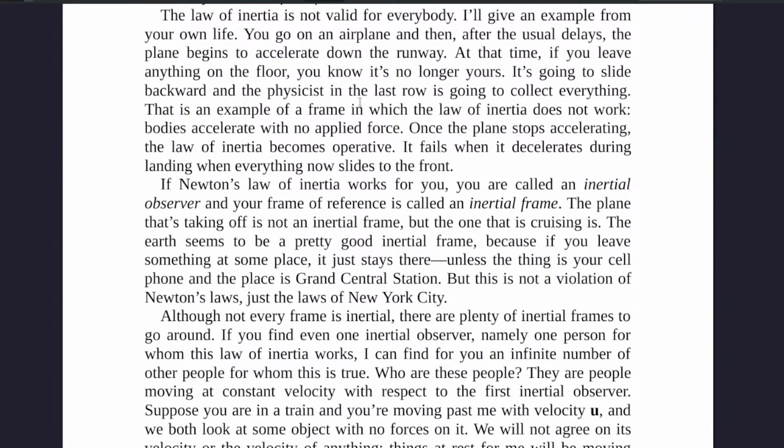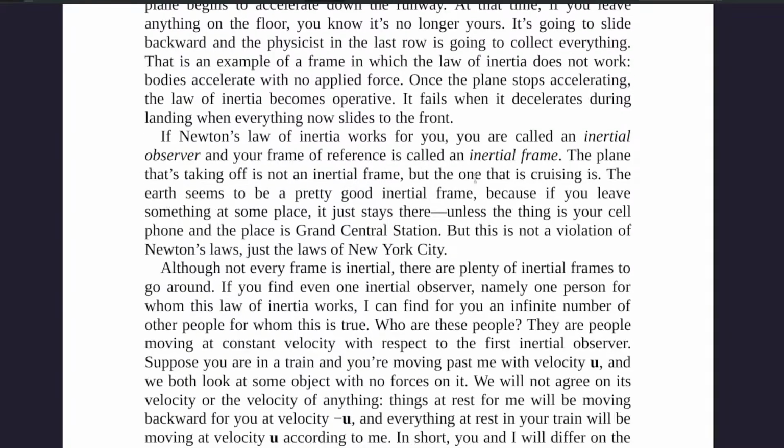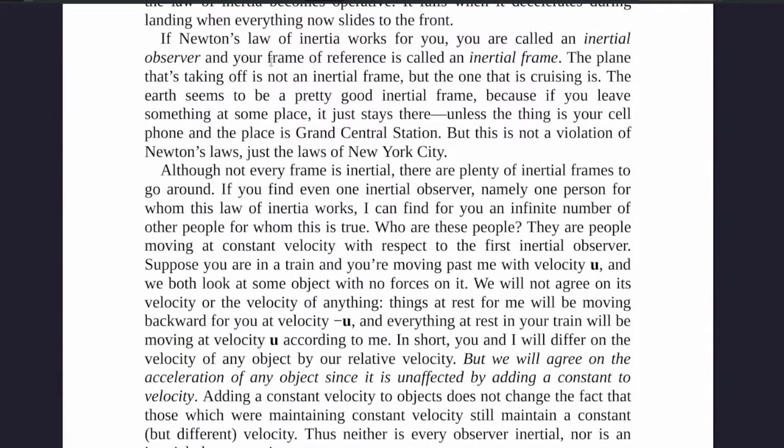That is an example of a frame in which the law of inertia does not work. Bodies accelerate with no applied force. Once the plane stops accelerating, the law of inertia becomes operative. It falls when it decelerates during landing, when everything now slides to the front. Newton's law of inertia works for you. You are called an inertial observer, and your frame of reference is called an inertial frame. The plane that's taking off is not an inertial frame, but the one that is cruising is.